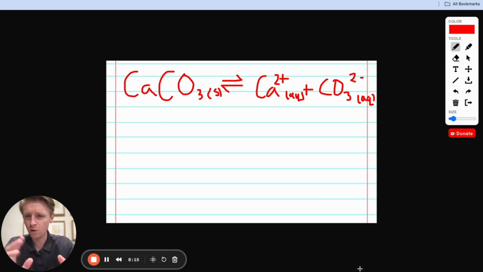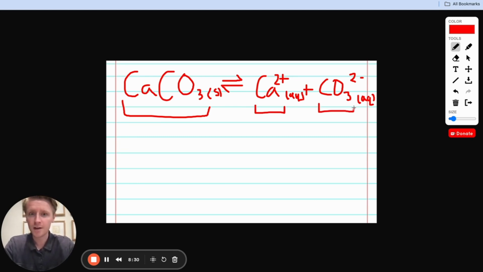All right, so we know that if we take an ionic compound like CaCO3, we take this solid compound and we mix it in a flask of water, it's going to break into its component ions. It's going to dissolve, in this case, into Ca2+ and CO32-. The water molecules are going to come in, they're going to surround these ions, they're going to be solvated, and those ions are going to dissolve in that water.